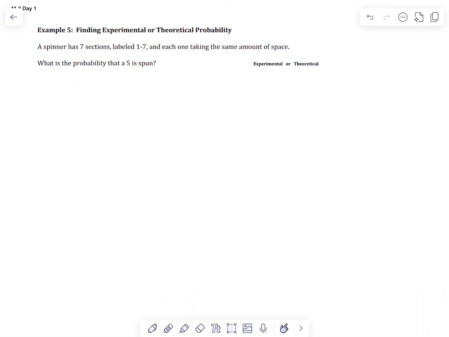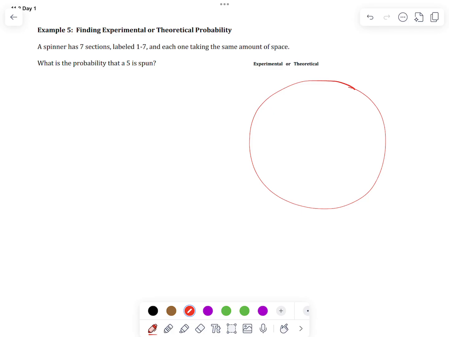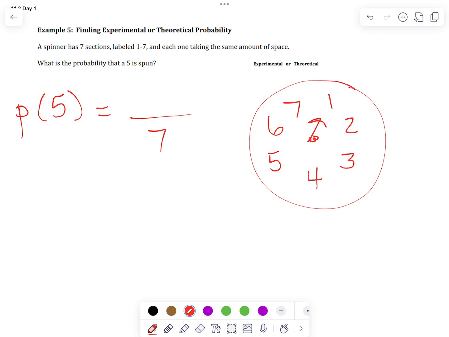A spinner has 7 sections labeled 1 through 7. So 1, 2, 3, 4, 5, 6, 7. And then there's a spinner in the middle, and it goes around and spins. What is the probability that a 5 is spun? So the sample space is 1 through 7, so there's 7 possibilities. And the successful outcome is 5. So there's one number 5. And this is a theoretical probability.